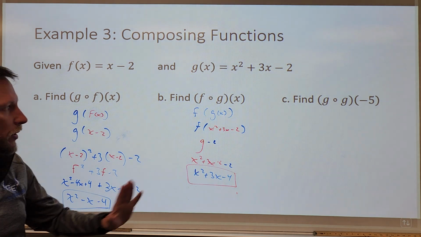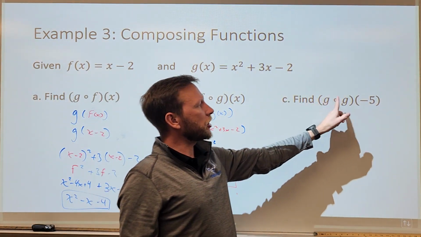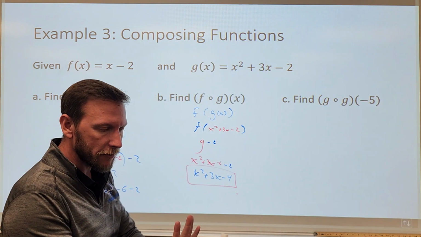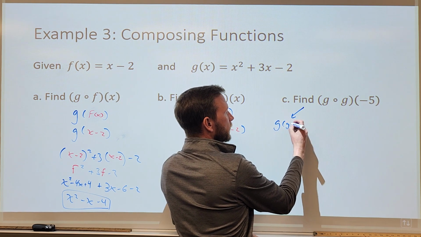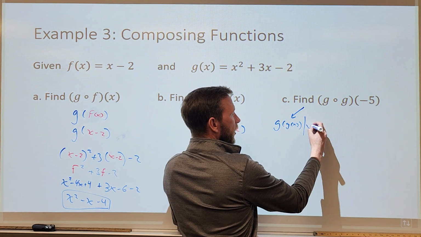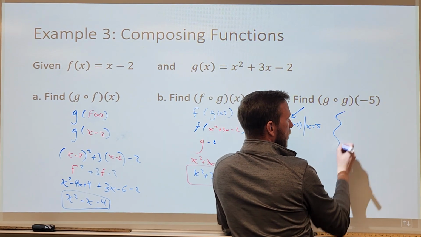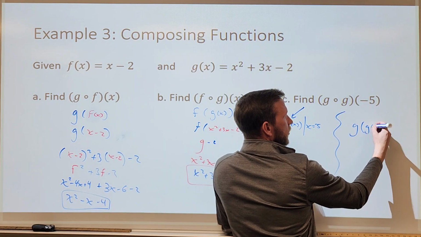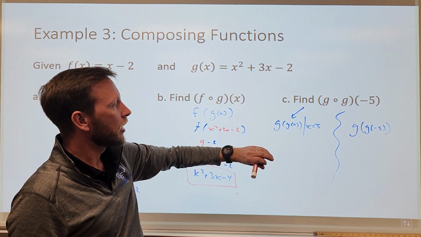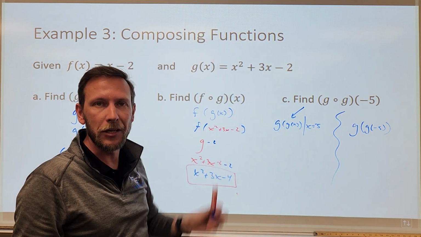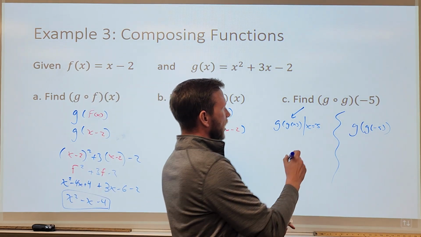Now, other times we'll be asked to compose a function into itself, but here it says g of negative 5. There are a couple of ways we can approach this. One way is to do g of g of x and then evaluate with x equals negative 5. The other way is to substitute negative 5 into g, and then take that output and put it back into g again. A little bit interesting, but let's see how this shakes out.